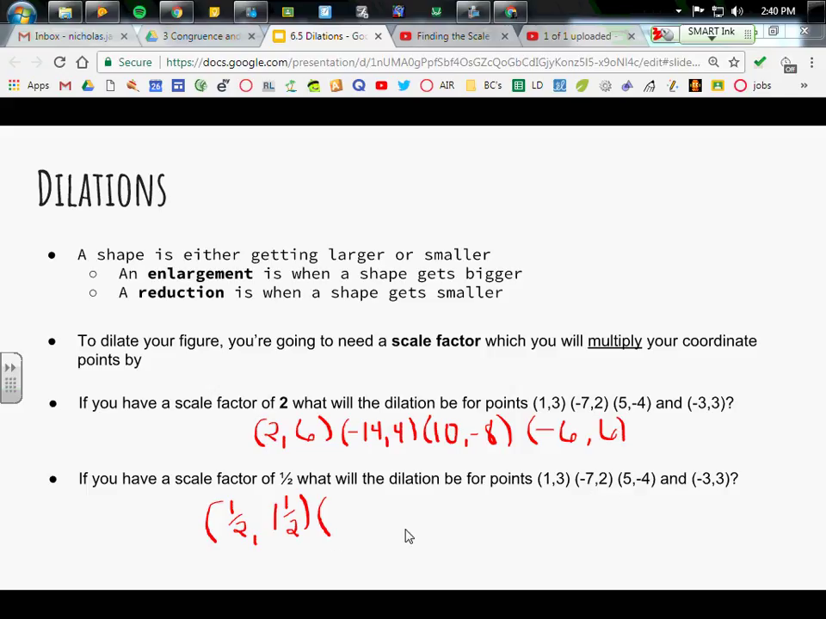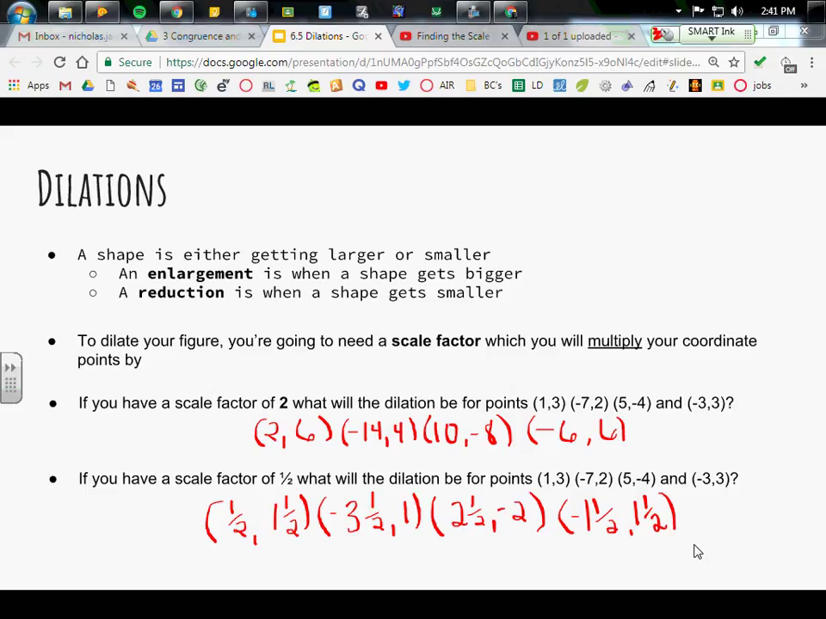(-7, 2) will become (-3 and a half, 1). (5, -4) will become (2 and a half, -2). (-3, 3) will become (-1 and a half, positive 1 and a half). And once again, you just take these points and you would plot them and get your new figure.